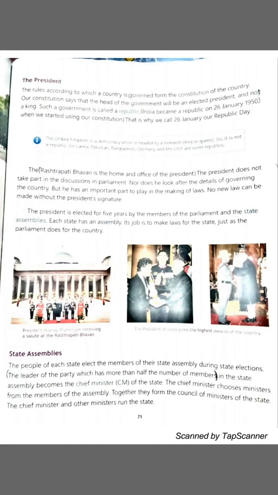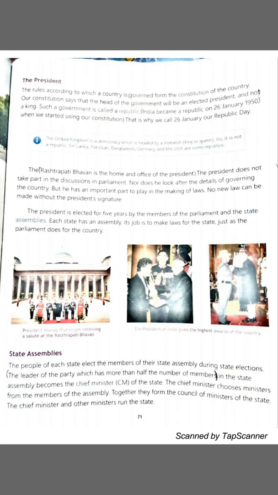Let us read about the President. Our Constitution says that the head of the government will be a President, but that President will be an elected President, not a king. And such a government is called a Republic. In India, 26 January is celebrated as Republic Day.